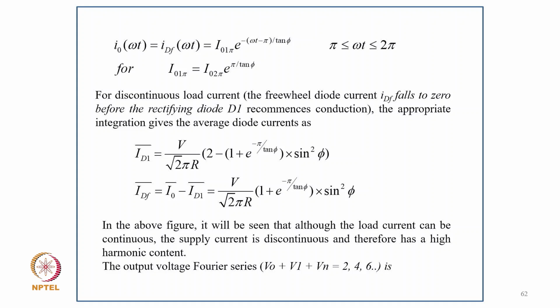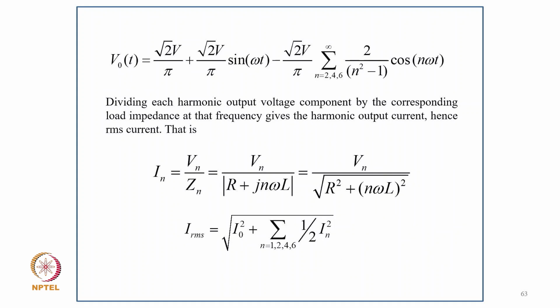So in the above figure, it will be seen that although the load current can be continuous, the supply current is discontinuous and therefore has a high harmonic current. The output voltage is V0 plus V1 plus Vn, where 2, 4, 6 are the even harmonics in the output voltage, and v equals root 2 V upon pi plus root 2 V upon pi sin omega t minus root 2 V upon pi summed for n equal to 2, 4, 6 to infinity of 1 upon (n squared minus 1) into cos n omega t.